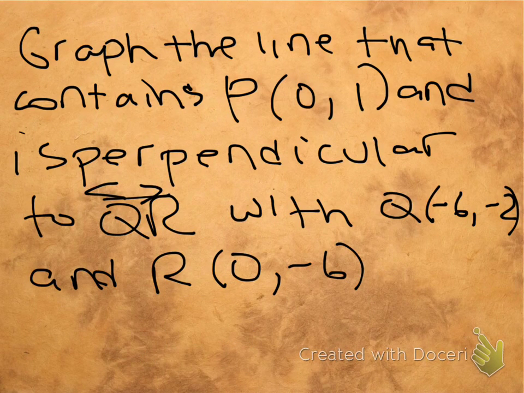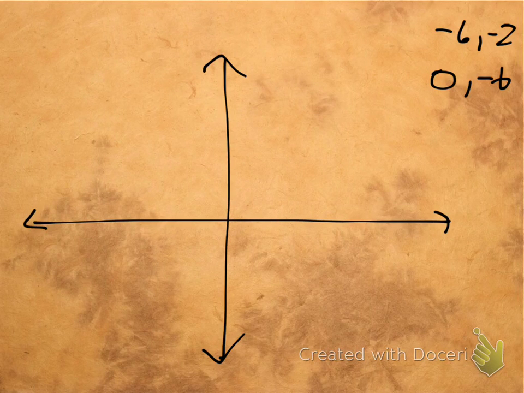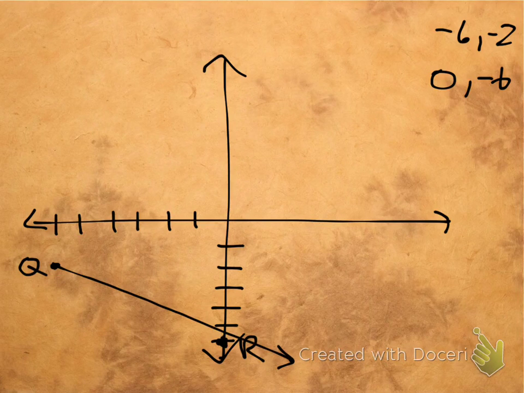Now, the last problem here, we're supposed to graph the line that contains (0, 1), but is also perpendicular to QR. So I'm going to graph QR first. (-6, -2), and (0, -6). So that gives us a point here for Q, and R is here.